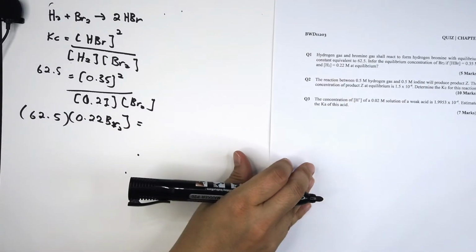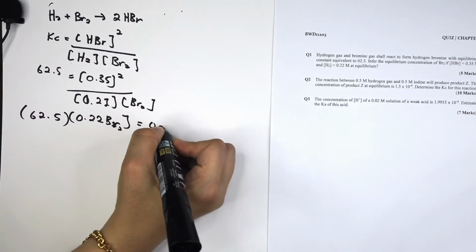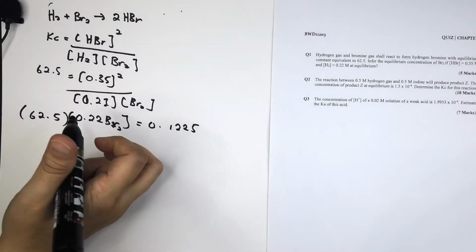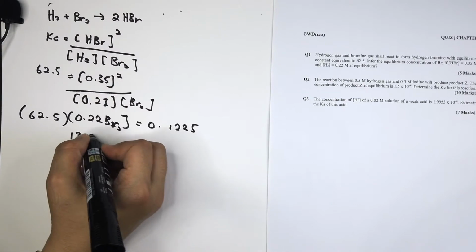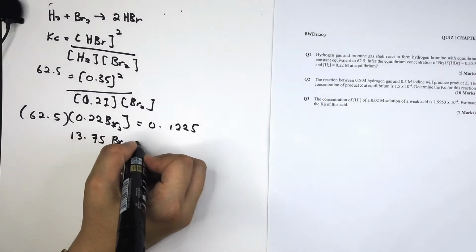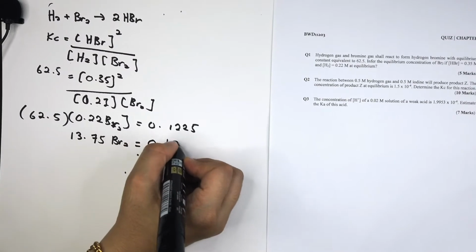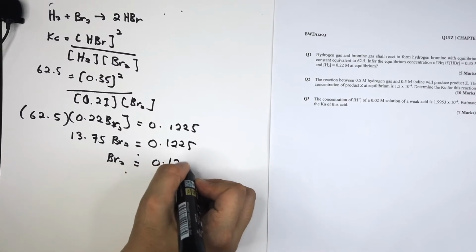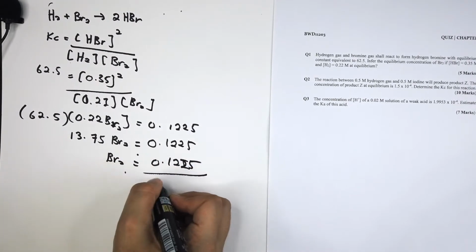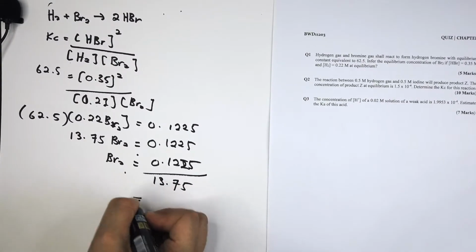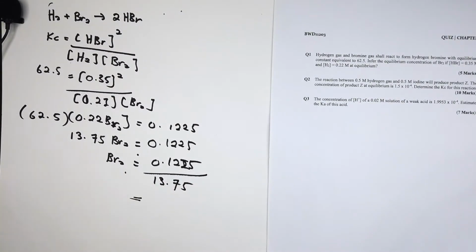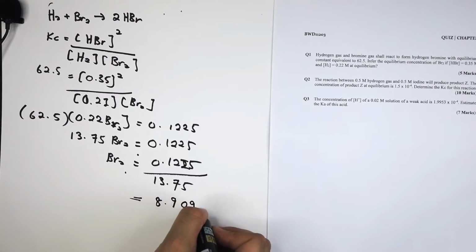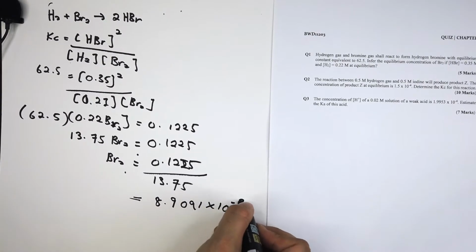is equivalent to this one, 0.1225. So from here, just need to multiply this, you shall get 13.75 Br2 is equivalent to 0.1225. Therefore, the Br2 is equivalent to 0.1225 divided by 13.75. So you should get the concentration of the Br2 is equivalent to 8.9091 times 10 to the power of negative 3.